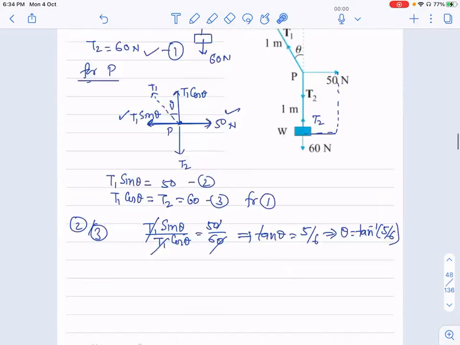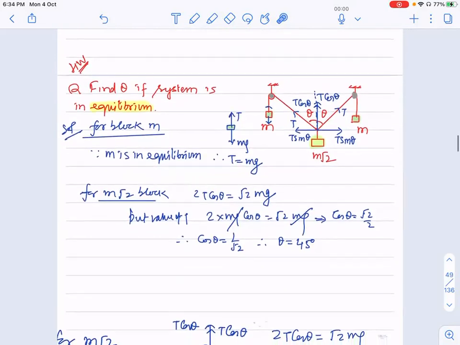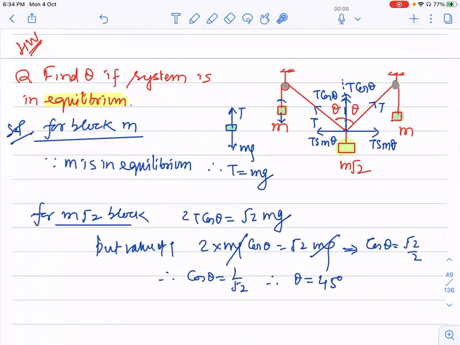Equilibrium already we did. Equilibrium में क्या होता है? Net force is 0. है ना? So this was the question given to you. This system is in equilibrium. What we do, an angle is asked.